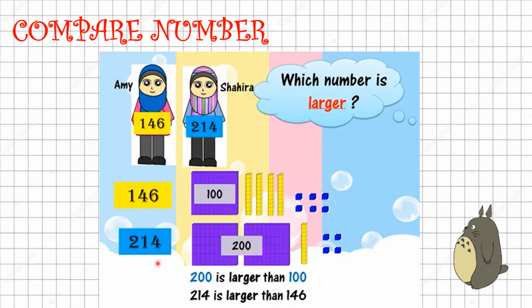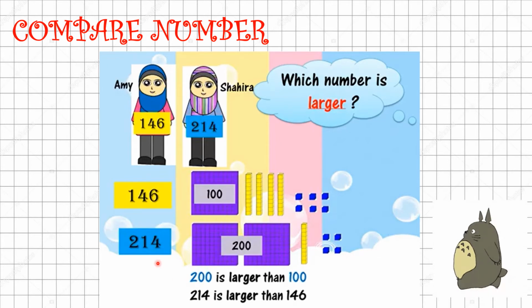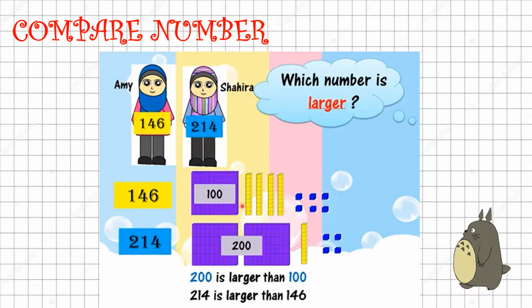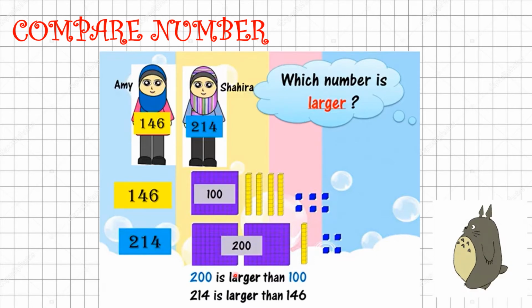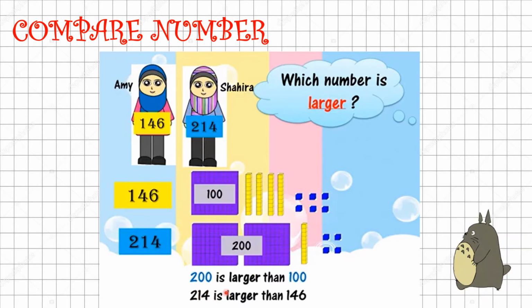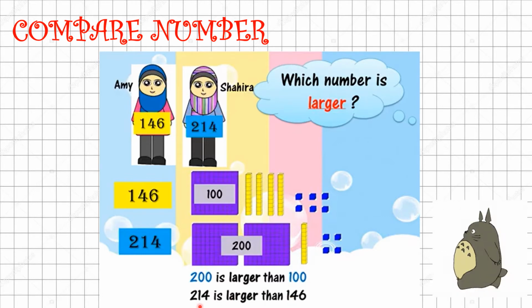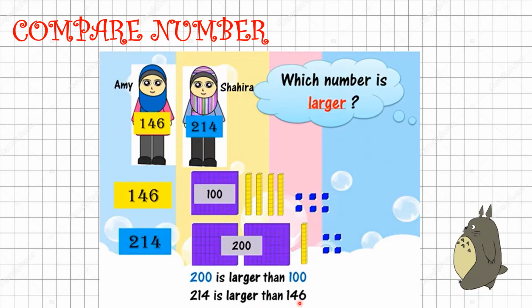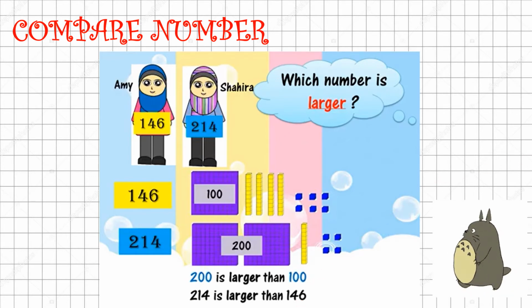214. So, macam mana kita nak tahu, macam mana kita nak compare number, which number is larger, kita lihat pada purple. 100 and 200. 200 is larger than 100. So, the answer is 214 is larger than 146. Okay? Okay, kita akan pergi kepada slide yang seterusnya.